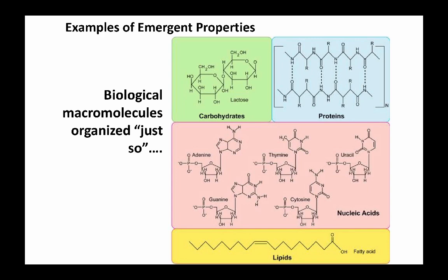All right, so the second example of an emergent property. These images, don't scream when you see them, eventually they will make sense to you, or you'll be able to interpret them. If you let the chemical structures fade into the background and just look at the words, you see carbohydrates, proteins. You're familiar with those. That's what's in the food you eat. You may not realize that also in the food you eat are molecules called nucleic acids.